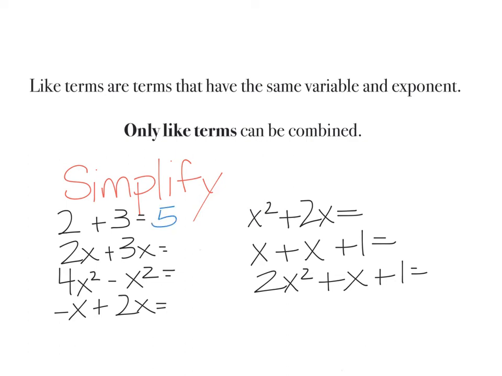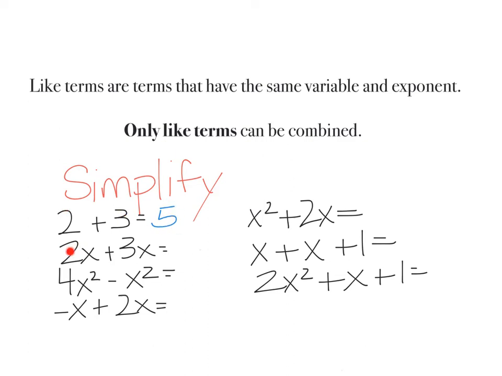So I simplified 2 plus 3. I got rid of an operator and I expressed multiple terms in fewer terms. So instead of having 2 terms, 2 and 3, I have 1 term, 5.